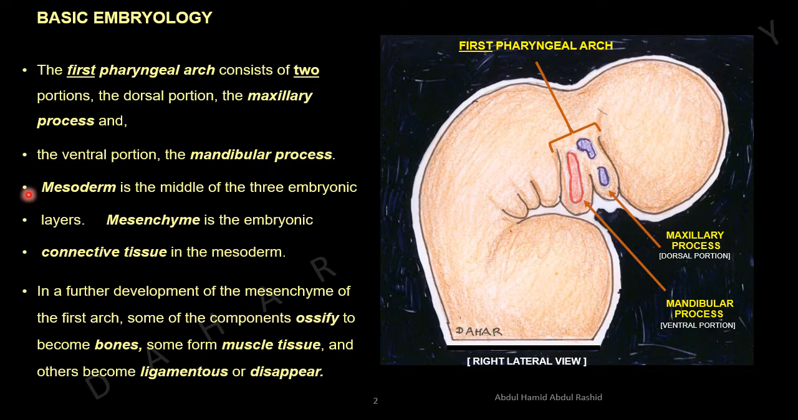Mesoderm is the middle of the three embryonic layers. Mesenchyme is the embryonic connective tissue in the mesoderm. In further development of the mesenchyme of the first arch, some of the components ossify to become bones, some form muscle tissues, and others become ligamentous or disappear.